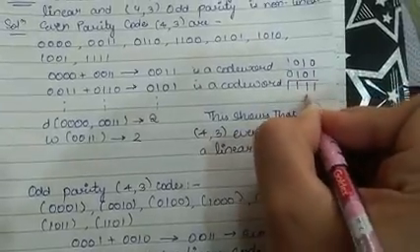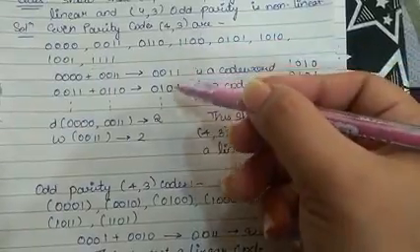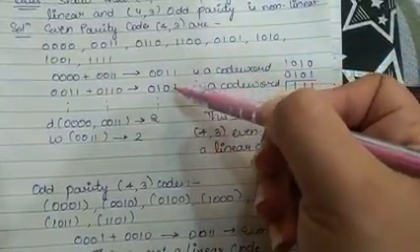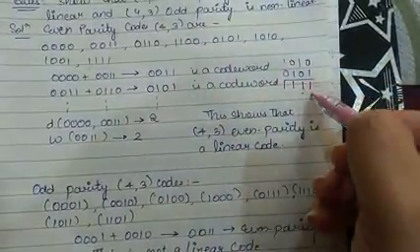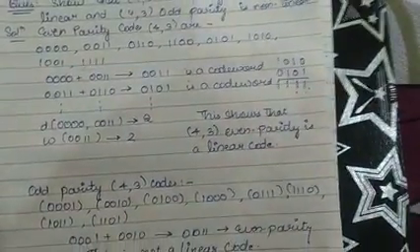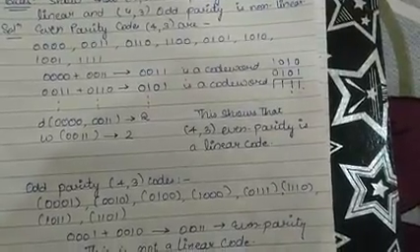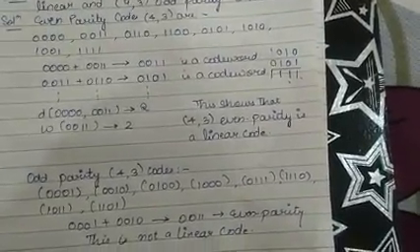1 1 1 1. Is this a code word? Yes, this is a code word. So you can check it by taking any two of these values, and if it generates my third code word, then you can say that it satisfies the property ck is equal to ci plus cj. Then what were our actual three properties which we were discussing?